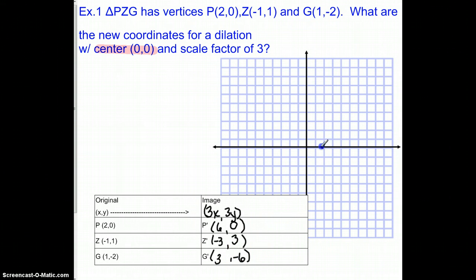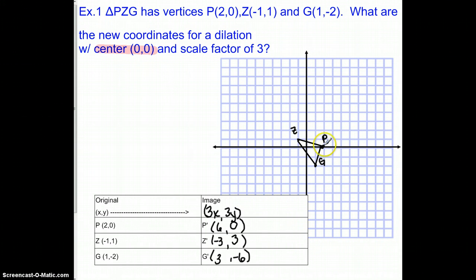So 2, 0 is P, and then I have -1, 1, which is Z, and then I have 1, -2, which is G. And I'm going to go ahead and connect my points. Now remember, if I'm doing a size change, I would anticipate that the triangle that's going to get made after this is going to be a bigger one. So let's go ahead and make the next one.